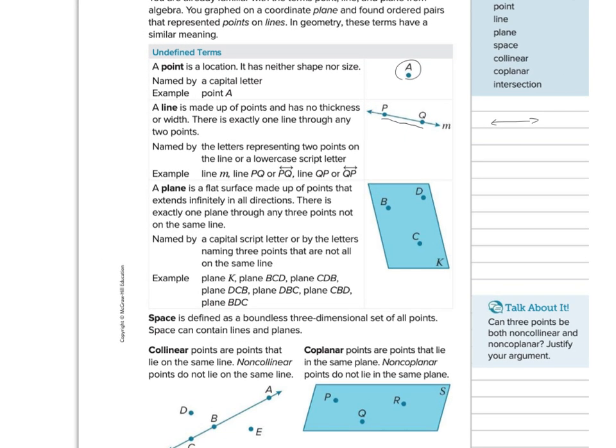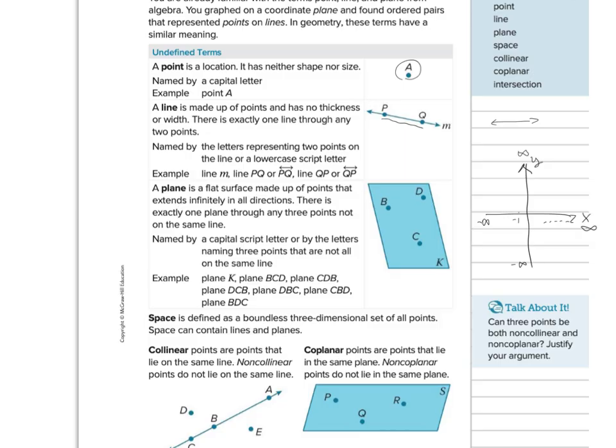And then a plane is a flat surface made up of points that extends indefinitely in all directions. And there is exactly one plane for any 3 points not on the same line. Typically, one of the planes that we have worked with up until now is the X and Y axis. As we travel along the X axis, we get infinitely large numbers. Travel up the Y axis, you get infinitely large numbers. And as we go to the negative side, we would go to negative infinity, or going downward, we would go to negative infinity.